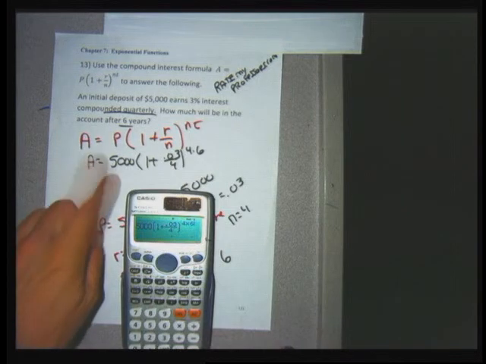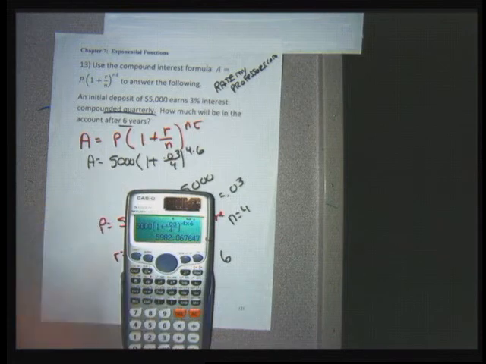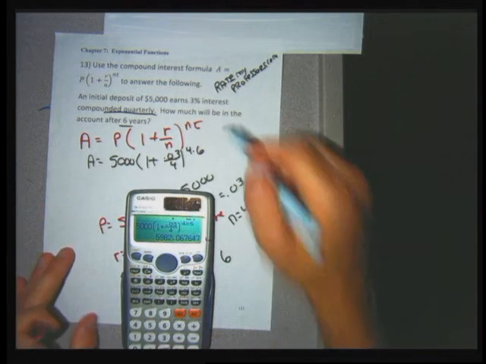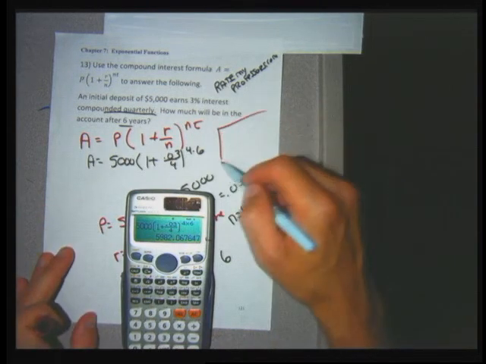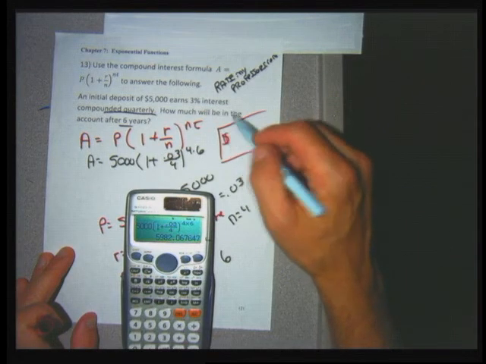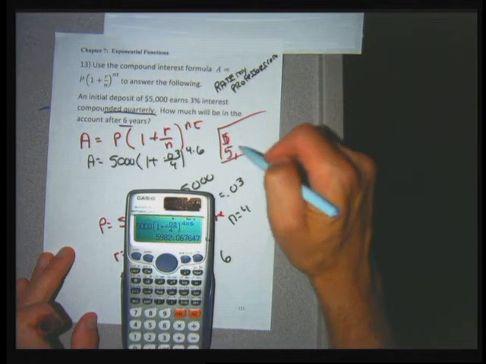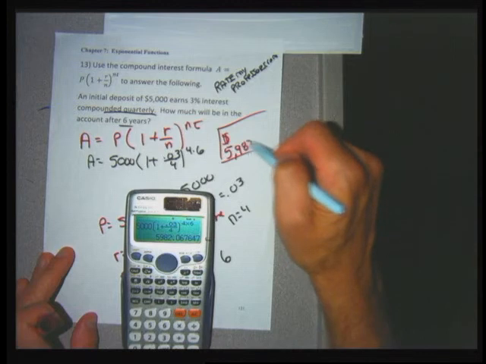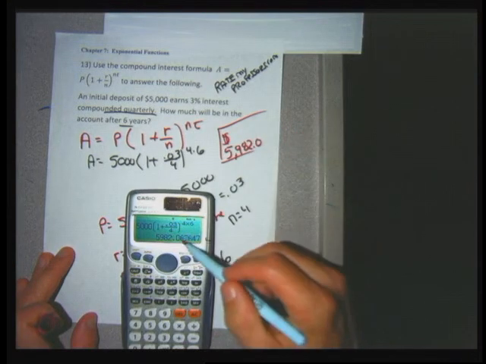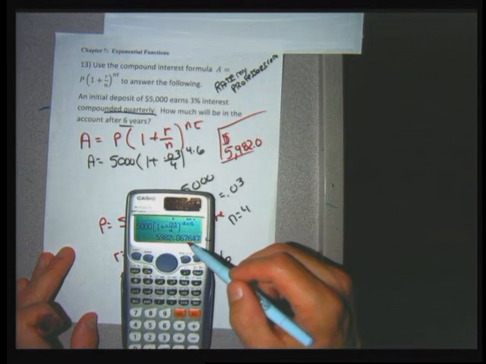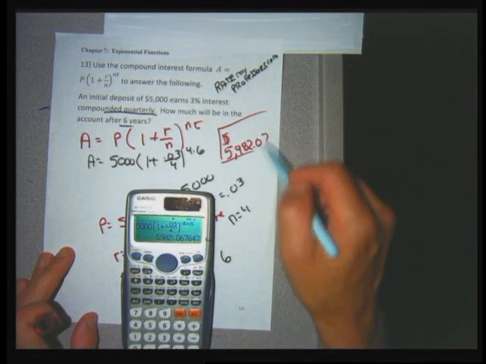So finishing up this problem, I just put the numbers in, and now I need to round to two decimals because it's money. It doesn't say to round to two decimals, but because it's money, I'm assuming I'm rounding to two decimals. So I get $5,982, and this 6 cents, I need to round up to 7 cents because the number after the six tells me to round it up.